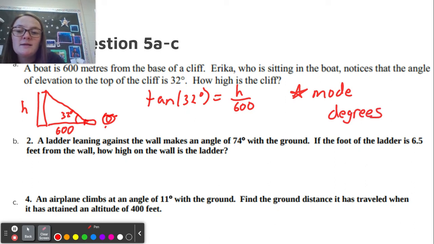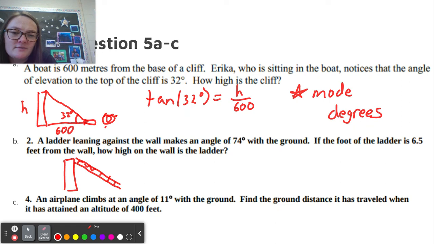All right, next one. A ladder is leaning against a wall. Okay, I can do that. A ladder is leaning against a wall like this, and it says it makes an angle of 74 degrees with the ground. So the ladder is making an angle of, well, that's pretty steep, 74 degrees with the ground.